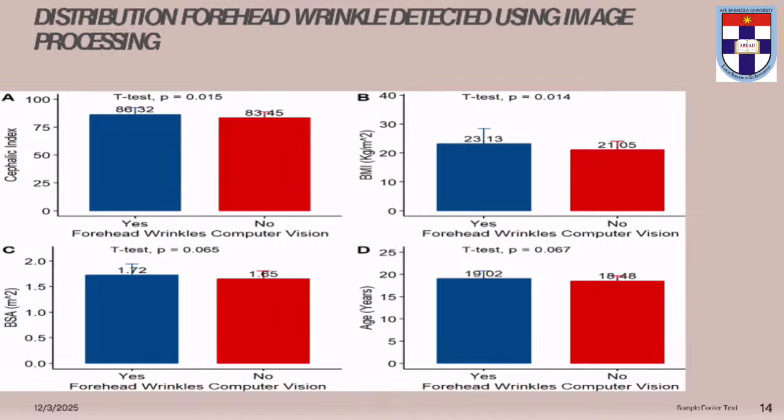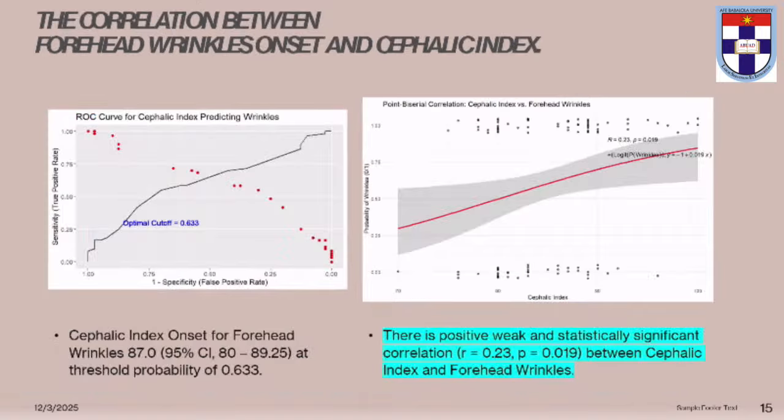I'm just going to highlight two figures here, A and B, because they are statistically significant. You can see that the group of people that had wrinkles had a relatively higher mean cephalic index, and also the group of people that had wrinkles had relatively higher BMI. I'm not focusing on BSA and age because it was not statistically significant.